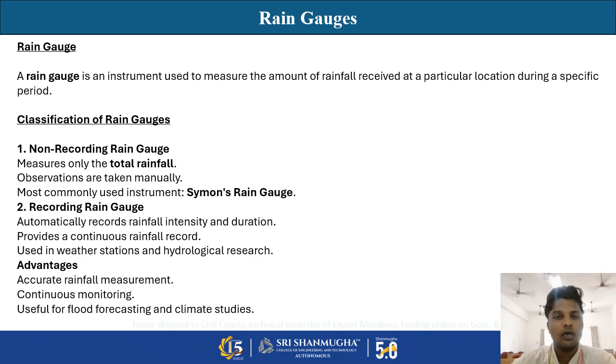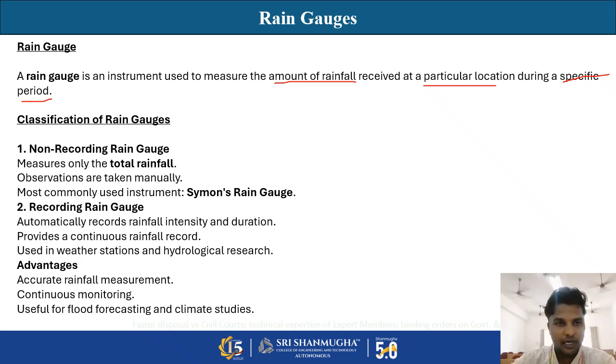Then rain gauges, or we can call it a rain gauge. A rain gauge is an instrument used to measure the amount of rainfall received at a particular location during a specific period. That means the rainfall received in a particular period and location is measured with the help of the rain gauge.